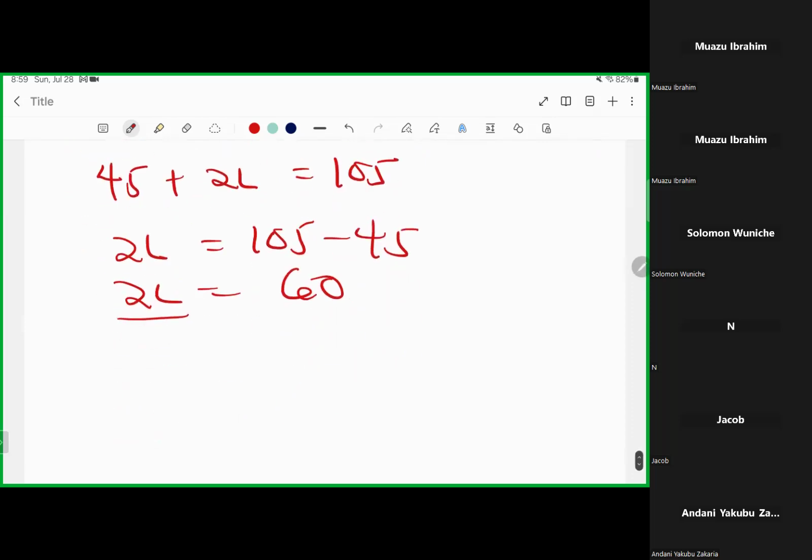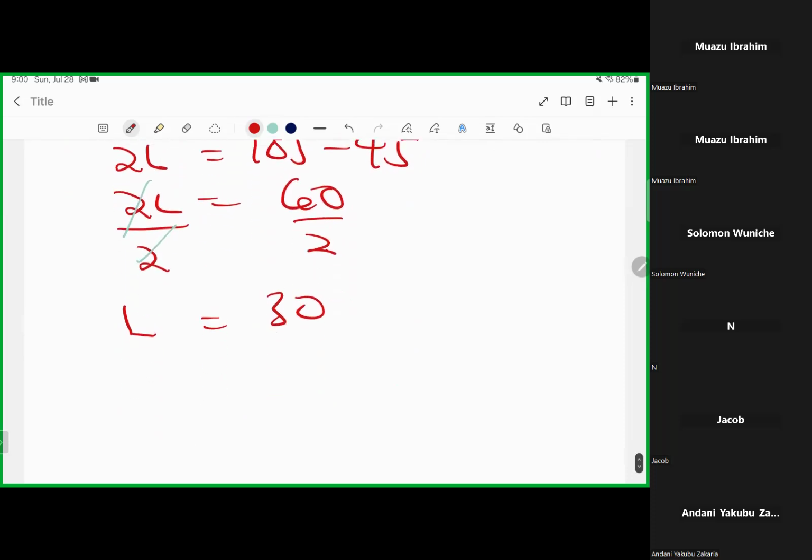2L, divide both sides by 2. This will cancel this. So labor would be 30. Labor would be 30. Which means that the firm must employ 30 units of labor, and then 45 units of capital, to be able to maximize the output. So now what is the output?